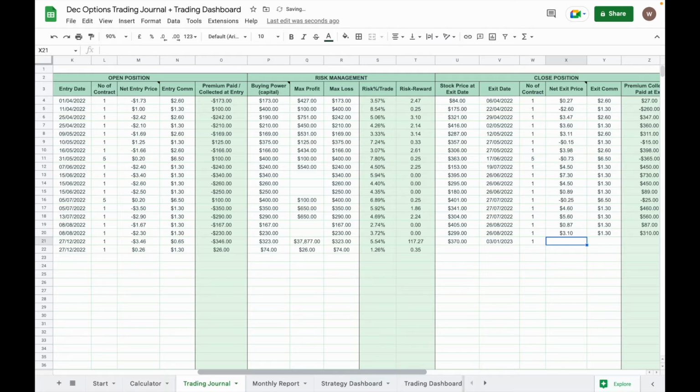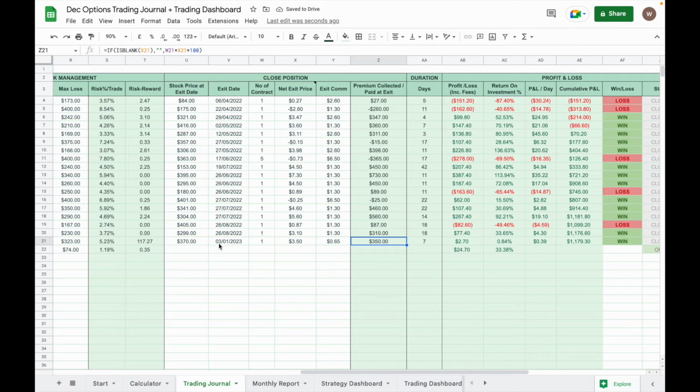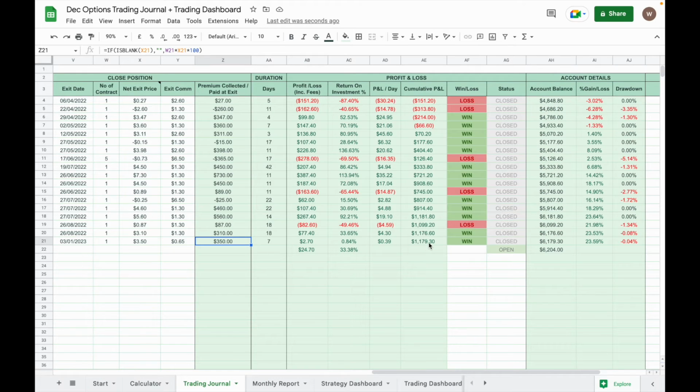And then when I exit, I receive a credit. So when I receive a credit, let's say $3.50, and after I key in the closed trade details, it will show me the amount of credit I collected or paid at exit, the number of days in the trade, my total profit and loss, my return on investment, my profit and loss per day, my cumulative P&L, and my win or loss status.